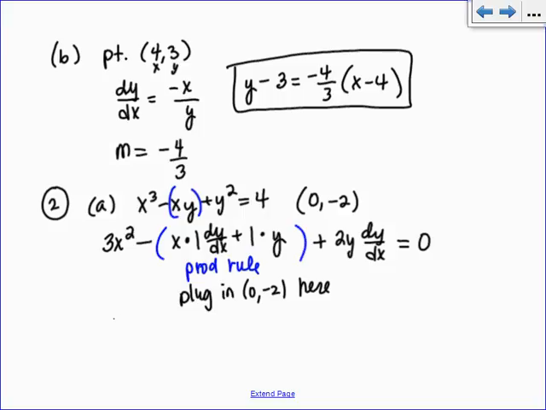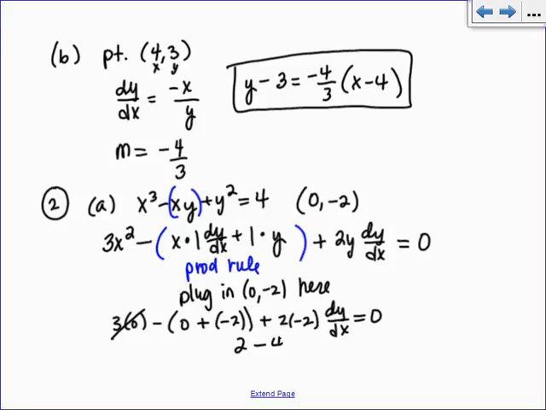So with 0, negative 2, I get 3 times 0 minus 0 plus 1 times y, so negative 2, plus 2 times negative 2, dy over dx equals 0. So I have negative 2, so 2 minus 4 dy over dx equals 0. So I get dy over dx equals, I subtract my 2 over, and I divide by negative 4. So I get 1/2. So that's my slope.